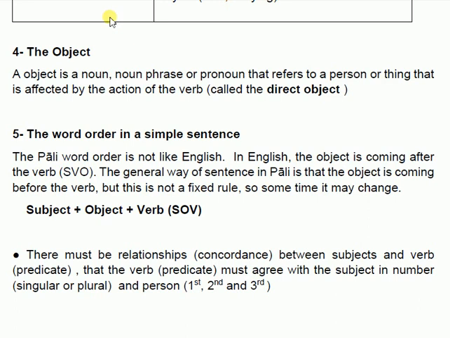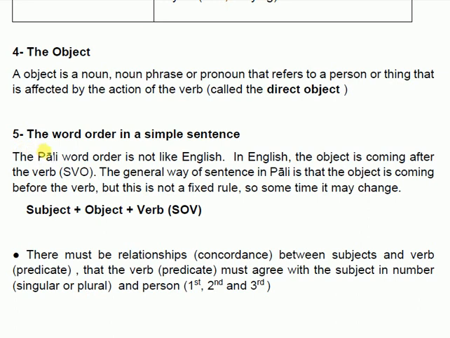No. Before we go to next page, we have to learn about objects. So below this box, we have number 4, the object. Let's read it. An object is a noun, noun phrase or pronoun that refers to a person or thing that is affected by the action of the verb. It's also called direct object.